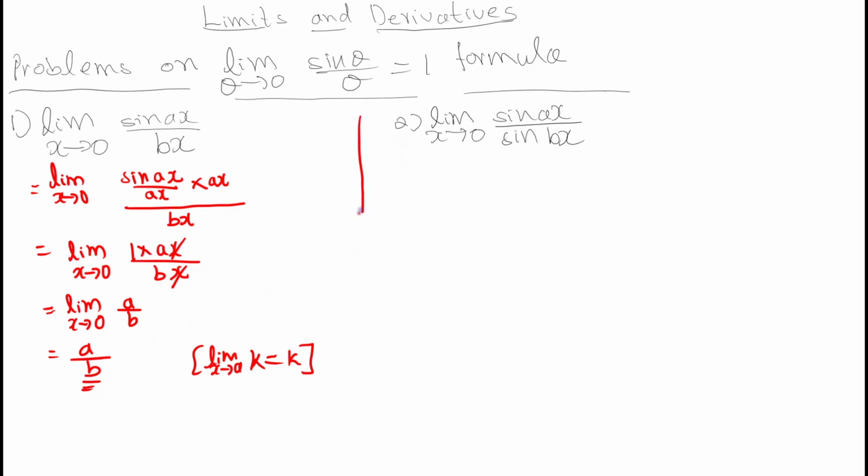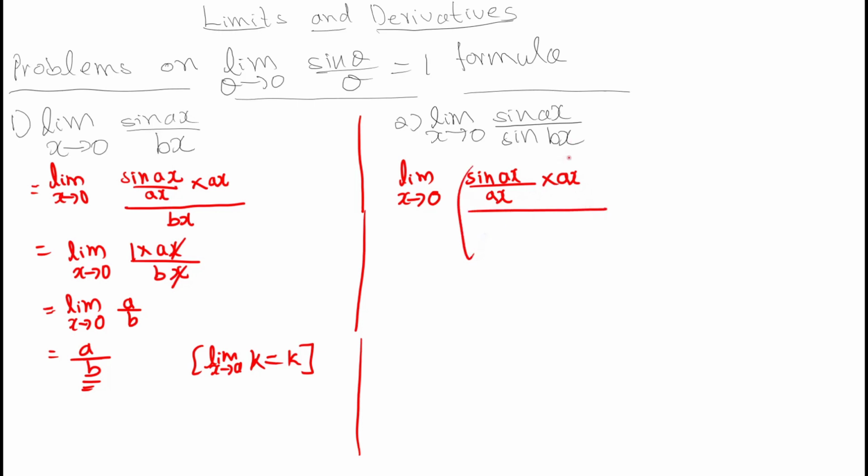Look at the second question. Sin ax divided by sin bx. Again I need to convert this using the formula as sin ax by ax and sin bx by bx. So limit x tending to 0 of sin ax by ax into ax, to balance the equation multiplying by ax, divided by sin bx. To apply the formula I want bx in the denominator, theta by theta, and to balance the equation I multiply by bx.